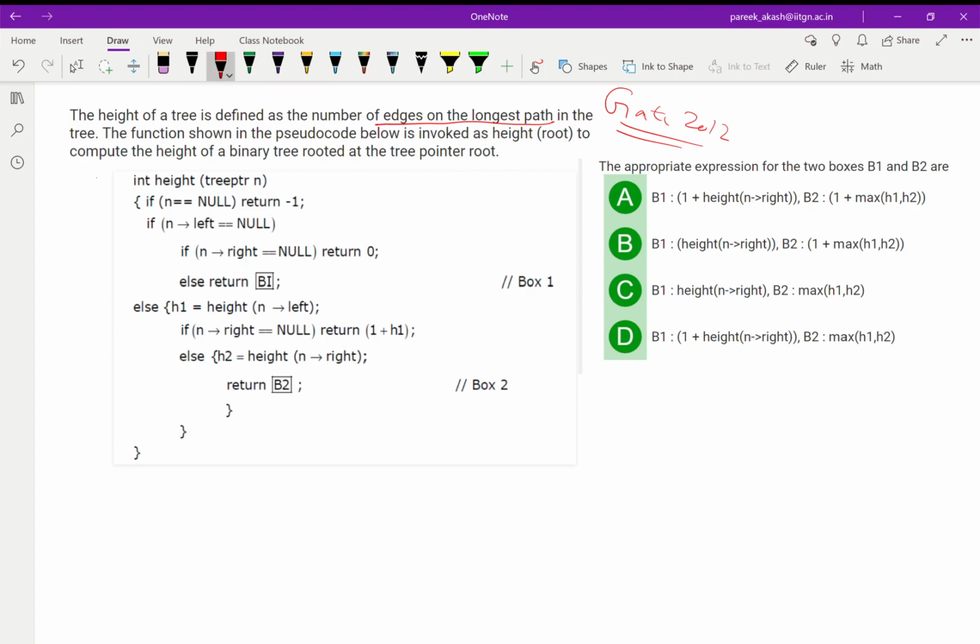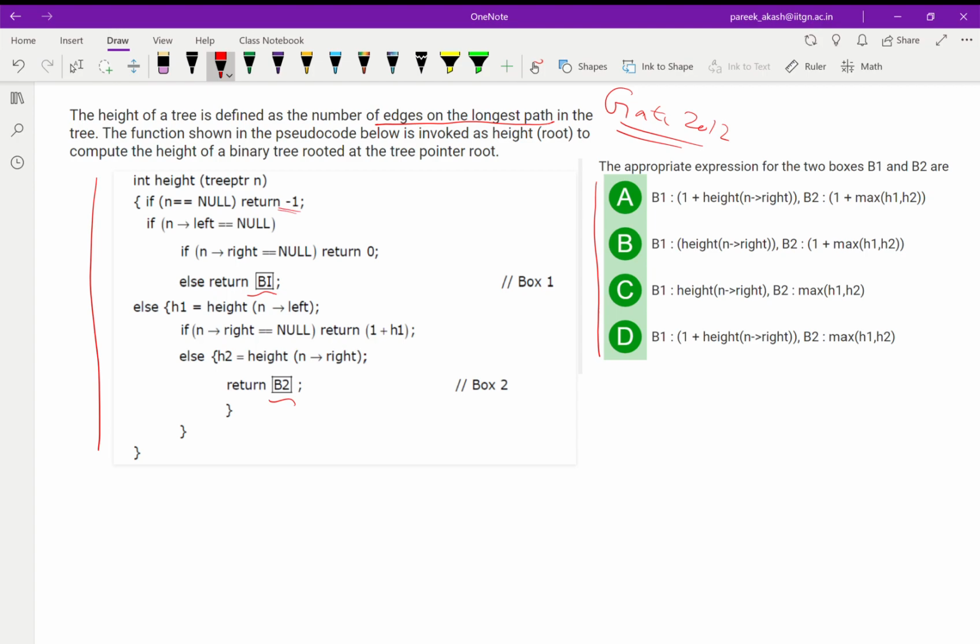This code is given, and in this code there are two fill-in-the-blanks. One is b1 and the other is b2, and we have to tell which option out of the four is correct. So we will go one by one with the lines and see what each line says. Initially we are given the root and it checks if n equals null, that means there is no root, so there is no tree, then it will return -1.